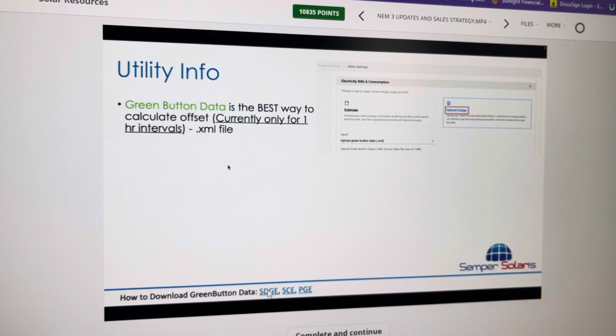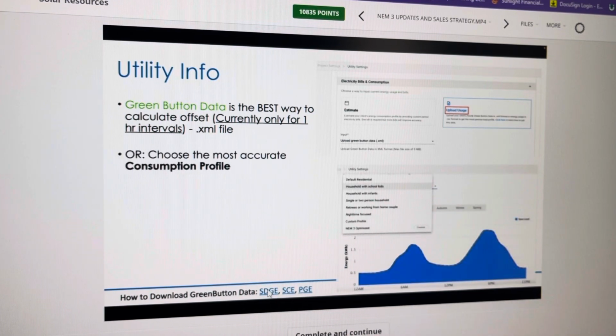system. If you can't get the Green Button data, go to plan B, which is to choose the right consumption profile. So you click back on estimate, you scroll down to this section with the blue graph, and you want to pick the most appropriate usage profile. What we're looking at here is a household with kids, right? Using power in the morning, and they go to work, take the kids to school, and then everybody comes back in the evening using a lot of power. It's a pretty common profile.